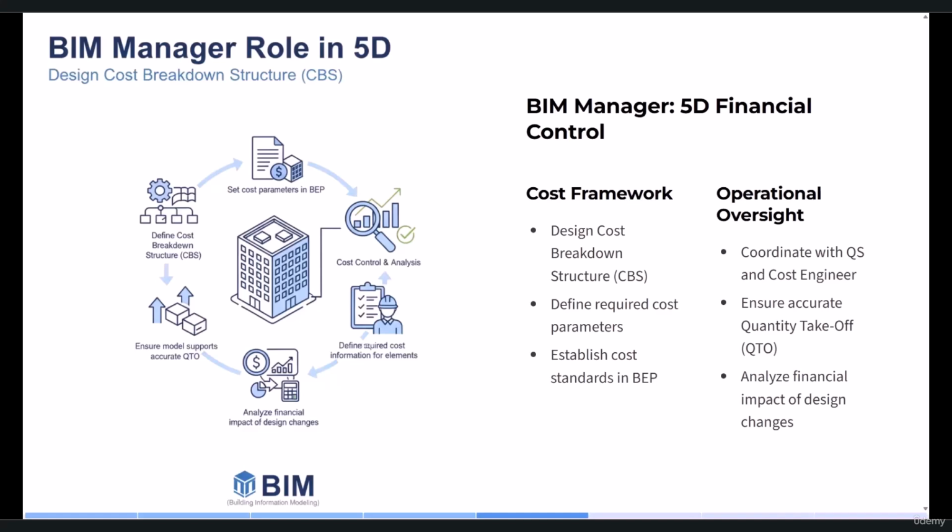So in continuation, the BIM Manager in this dimension should define what financial information every element should have. It has to define the financial parameters in the BEP. It has to be matched with the quantity surveying engineering team. It has to make sure that the model has the capability to extract accurate quantity takeoffs, and also it has to analyze the financial scenarios of design changes. In summary, the BIM Manager should ensure that any change in the project quickly and accurately reflects the financial impact.